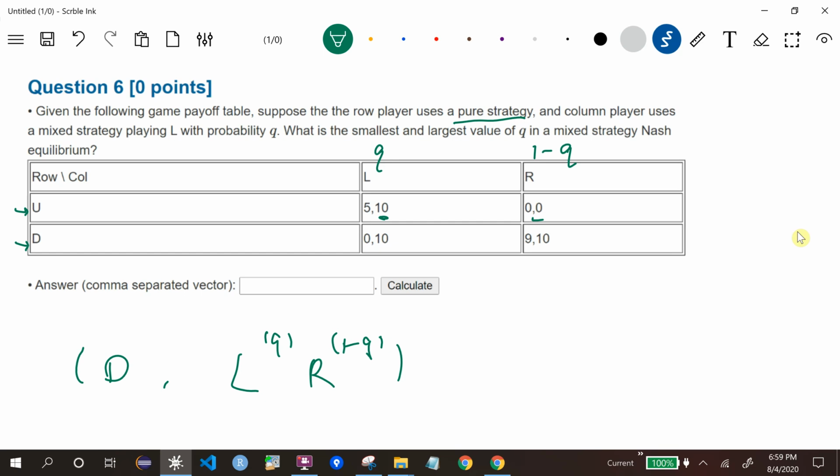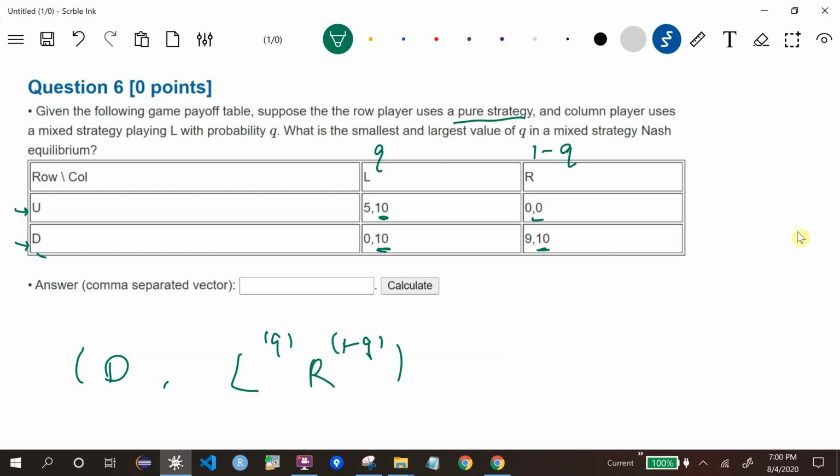Because when the row player is picking D, the column player is indifferent, so he or she is okay with any mixing probability. However, we need D to be the best response to this mixed strategy pair. So one simple sanity check is which one of these actions is a pure strategy Nash. So the Q range should at least contain that value.